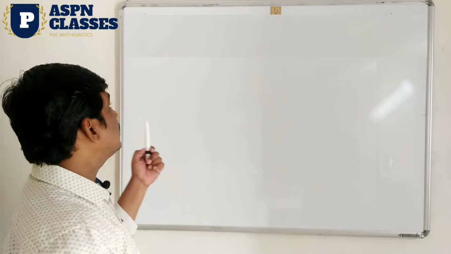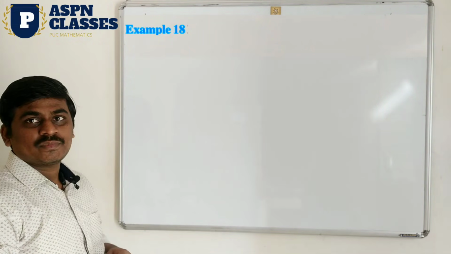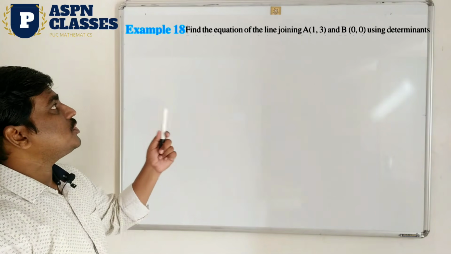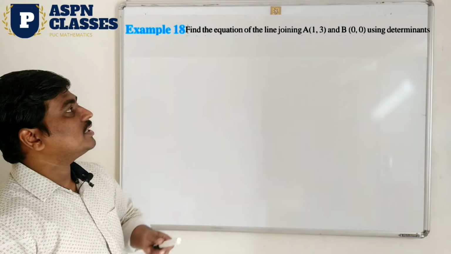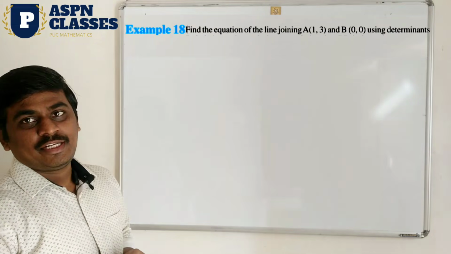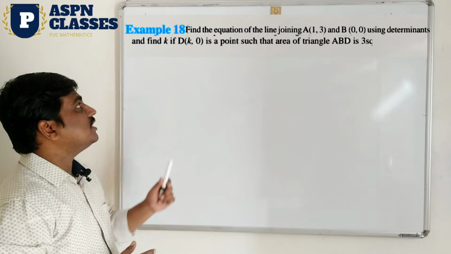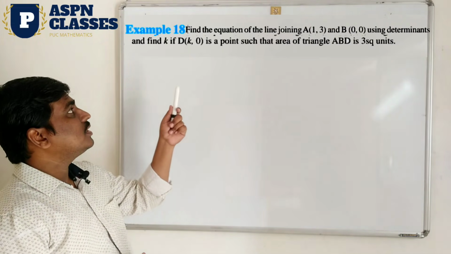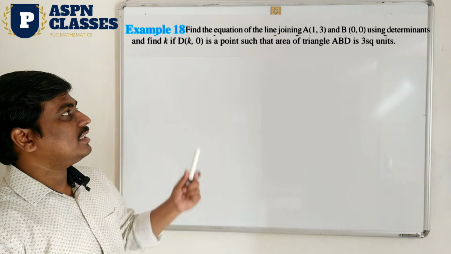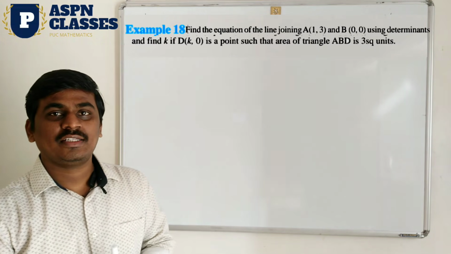Next example, observe here. This is your solved example, example number 18. Find the equation of the line joining the points A (1, 3) and B (0, 0) using determinants, and find k if D (k, 0) is a point such that the area of triangle ABD is 3 square units. Here two questions are there.